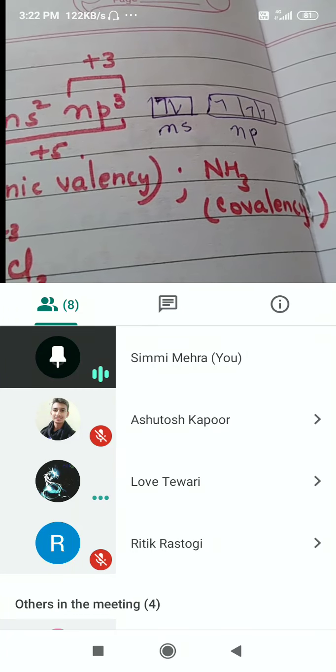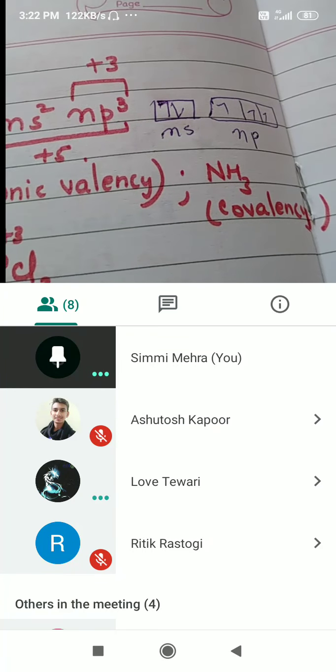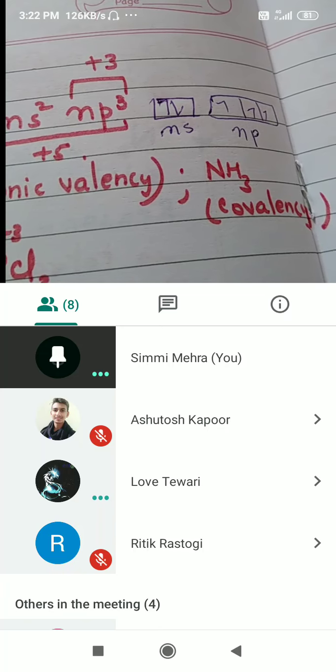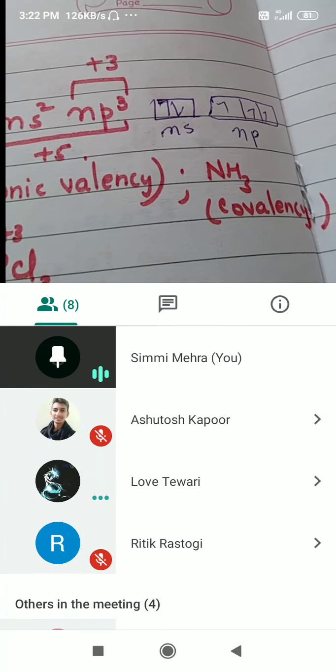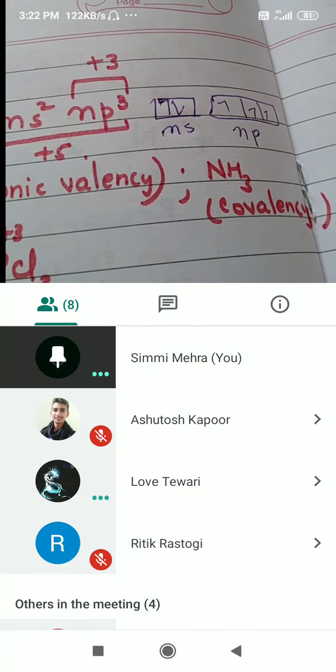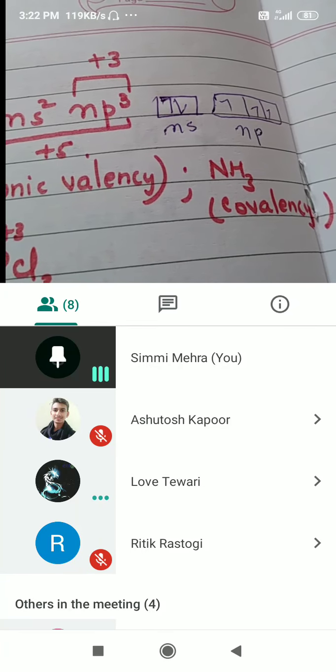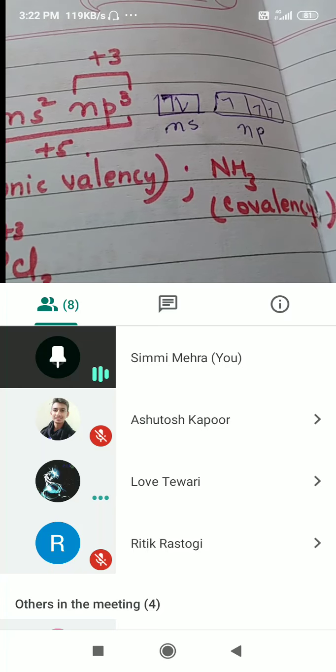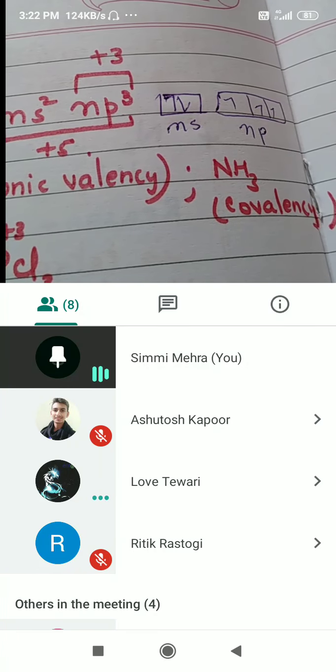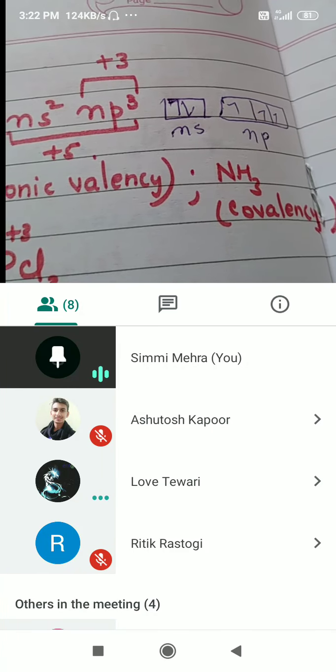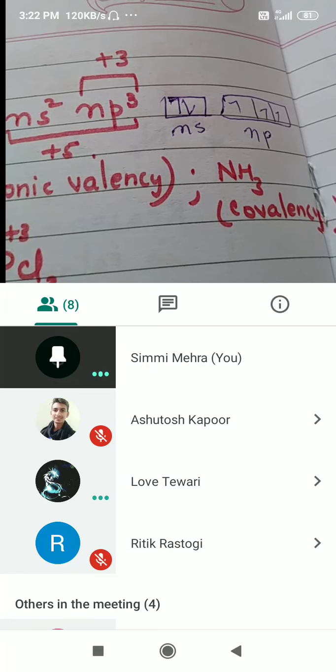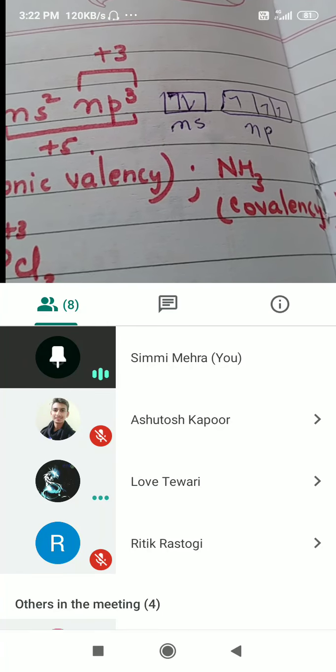Will nitrogen have an empty d orbital? No, it will not have. Elements of period 2 do not have d orbitals. They have only s and p. You remember the above chart? We were writing 1s, 2s, 2p. We were not writing 2d.